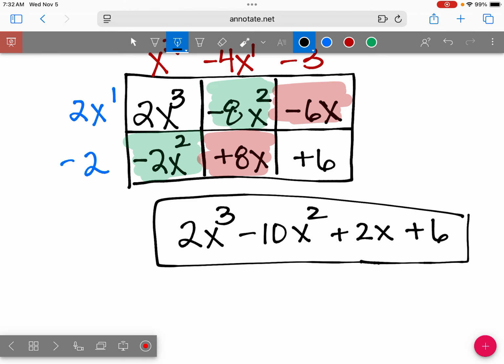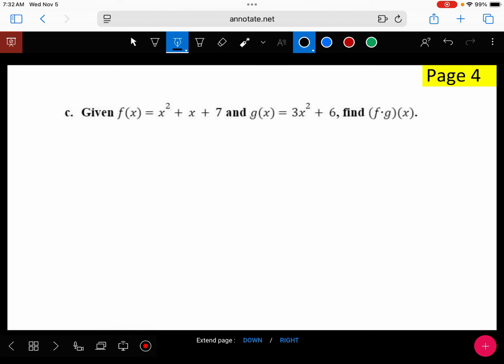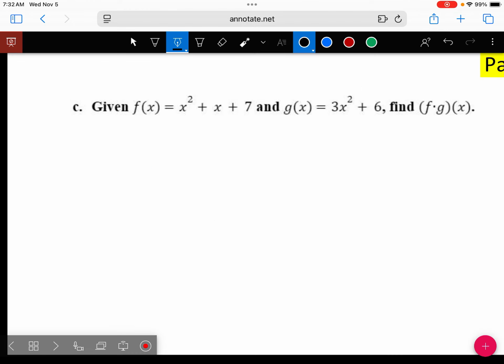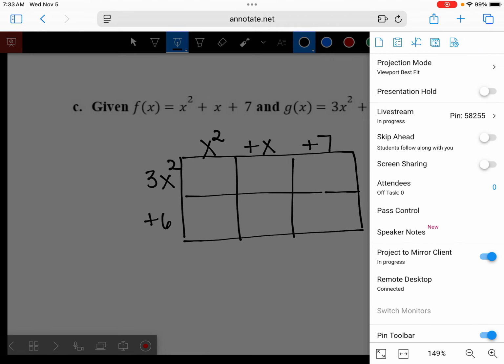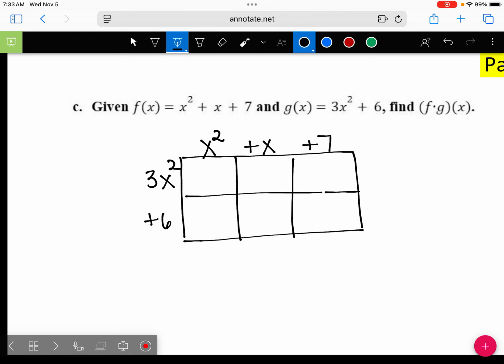All right, let's keep on rolling. So we're going to set up the box. I'm going to set up the box for you, and then I'm going to come around and see what you're putting inside your boxes. So we got 3 things. That means I have x squared plus x plus 7 going across the top, and then 3x squared plus 6. So fill in all 6 squares. Remember, you're adding your exponents.